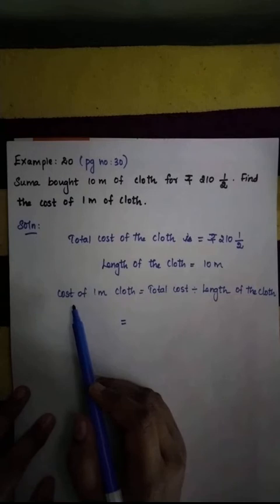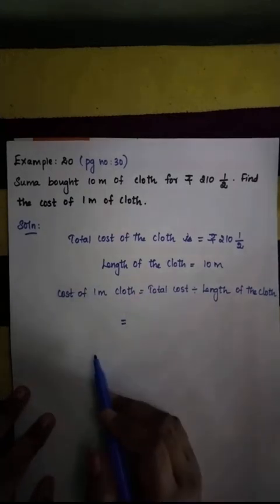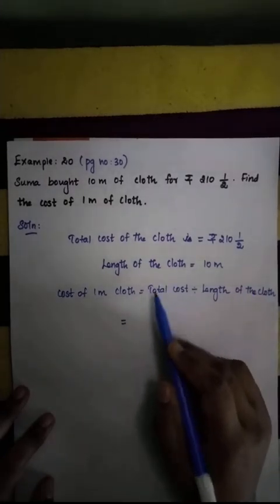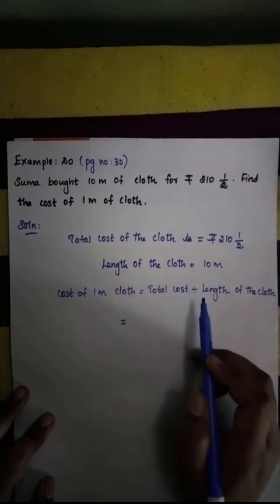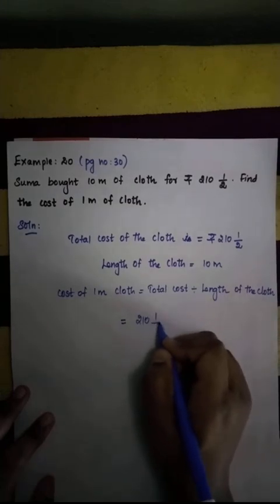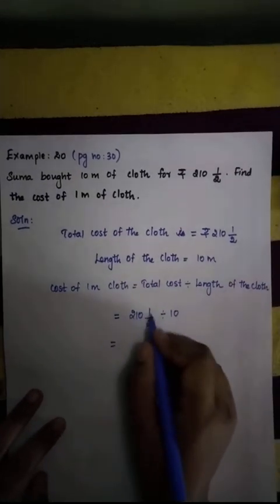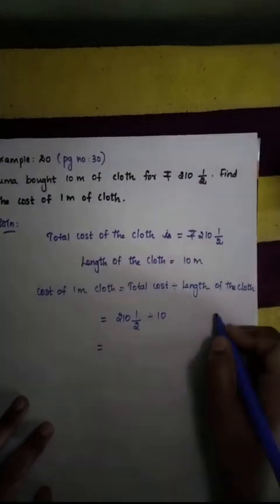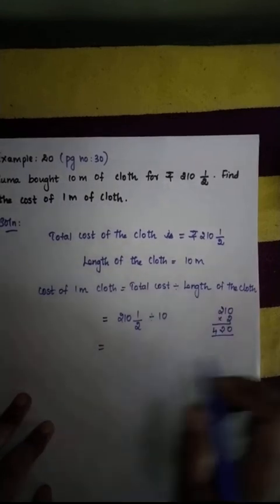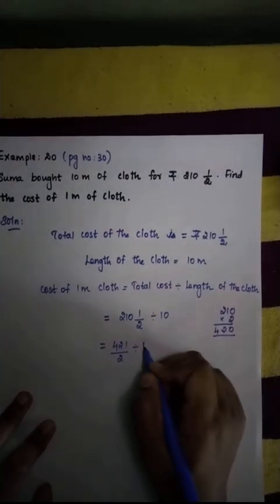Okay, you are going to find the cost of 1 meter of cloth. For that we need to divide the total cost by the length of the cloth. Total cost is 210 1/2 divided by 10. So first convert this mixed fraction into an improper fraction. 210 into 2 is 420. 420 plus 1 is 421, so 421/2 divided by 10/1.